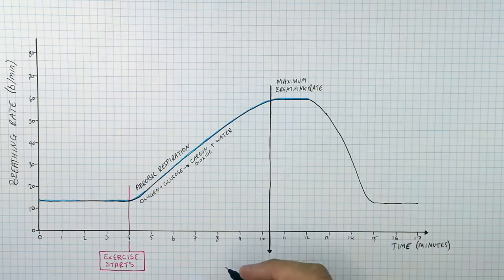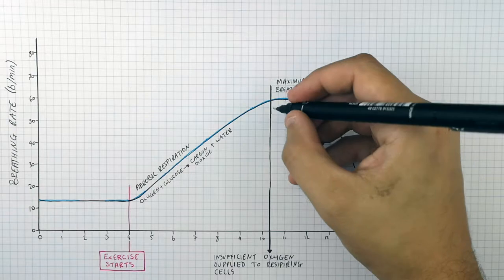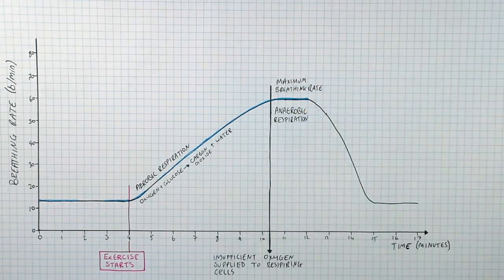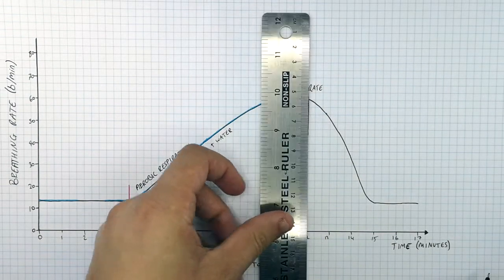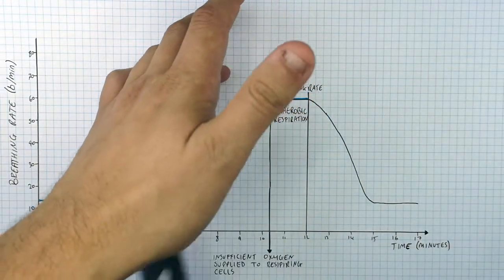At this point, there is insufficient oxygen supplied to the respiring cells. There is not enough oxygen reaching the respiring cells. So what now takes place, as well as aerobic respiration, is anaerobic respiration. They happen together. And this takes place until the 12-minute mark.